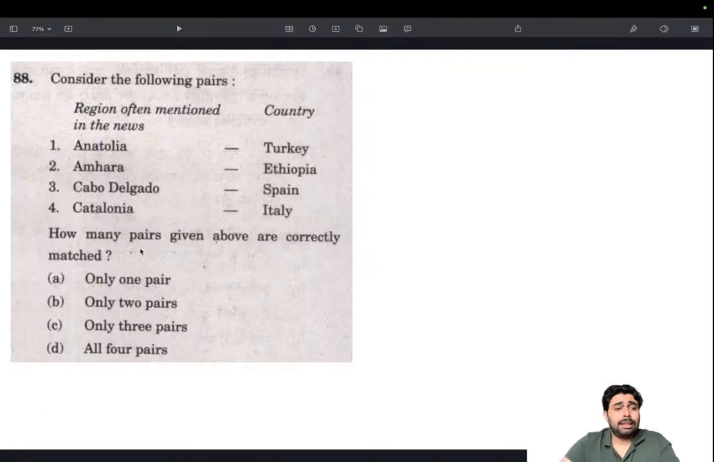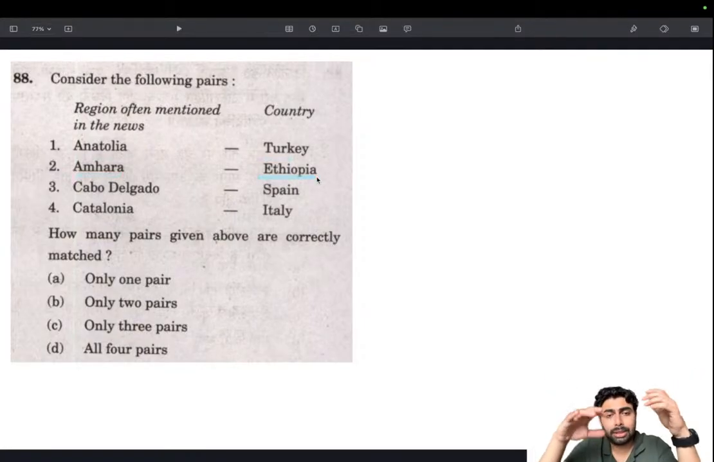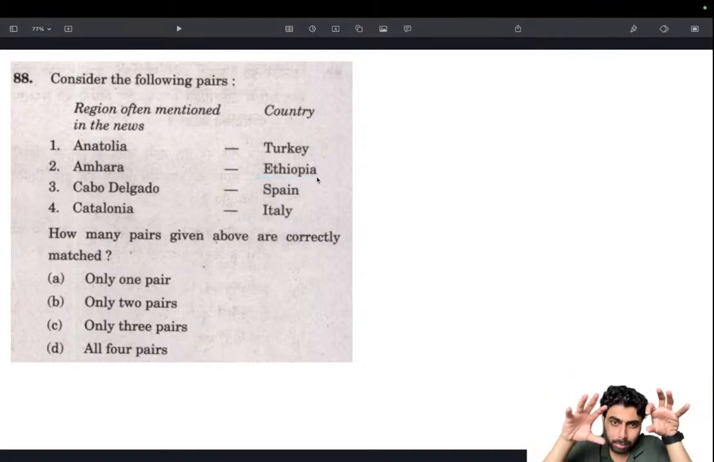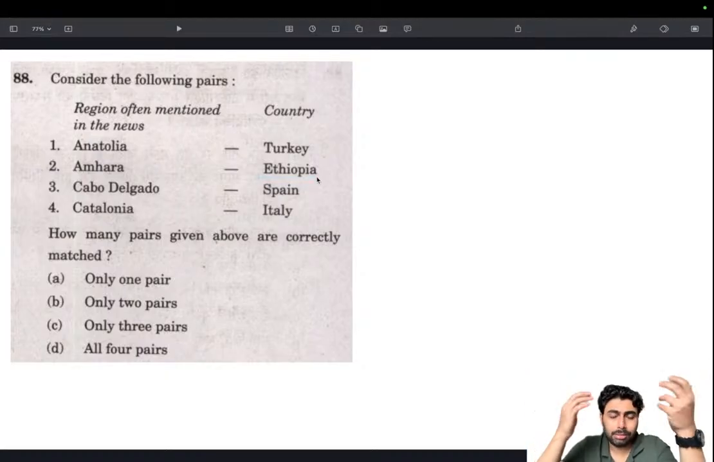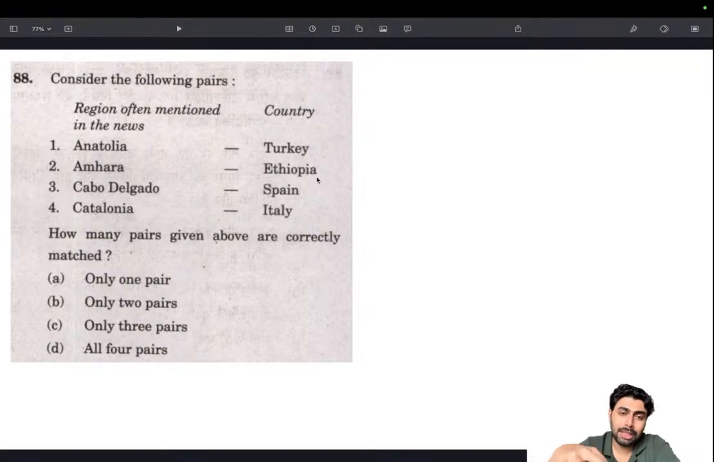Then Anatolia, this is the basic thing. Anatolia, I think you might have heard about this. Anatolia is a region in Turkey. Amhara, Oromia, Tigray, these are all regions in Ethiopia. Ethiopia is having a multifaceted crisis where one region is fighting another, and within the region itself there are a lot of issues happening. Similar in Sudan, similar in DRC. Those areas are very complicated when it comes to civil wars, because the diversity within them is very high.